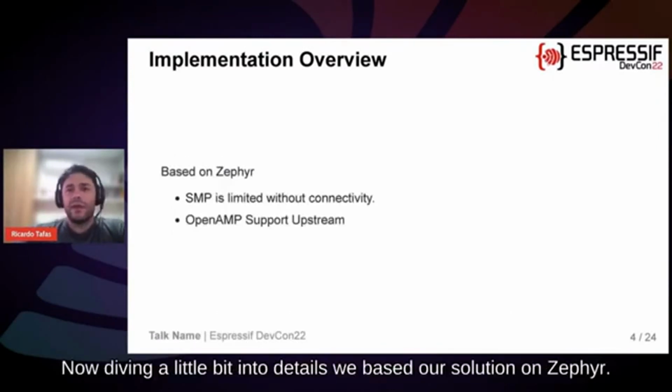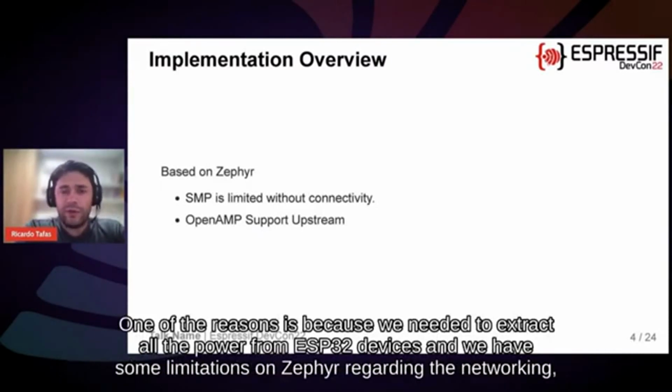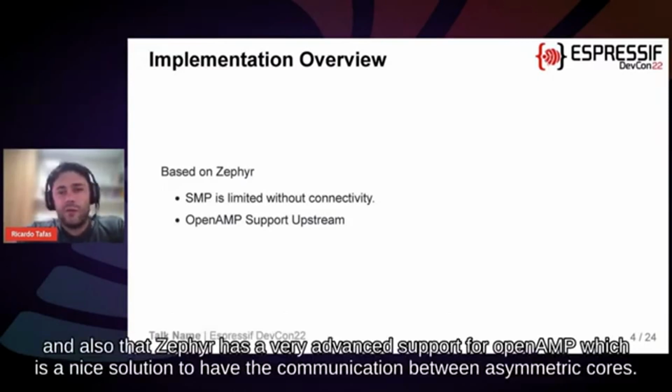So now diving a little bit into details, we based our solution on Zephyr. One of the reasons is because we needed to extract all the power from ESP32 devices, and we have some limitations on Zephyr regarding the networking, and also that Zephyr has a very advanced support for OpenAMP, which is a nice solution to have the communication between asymmetric cores.